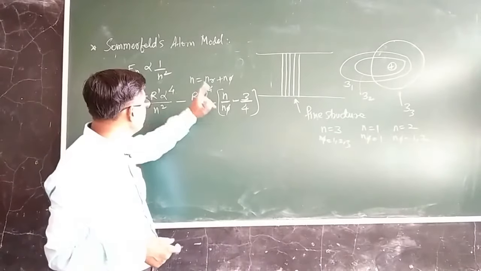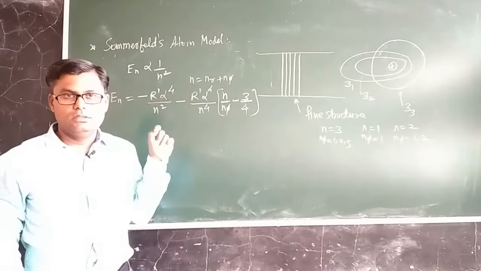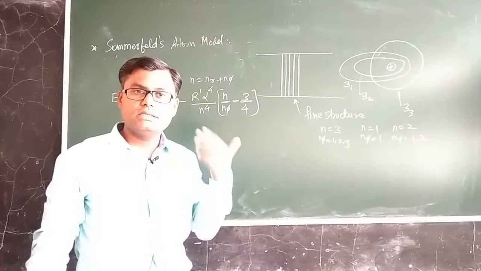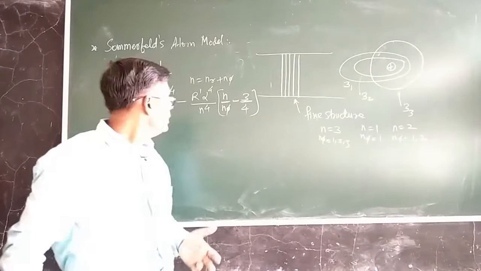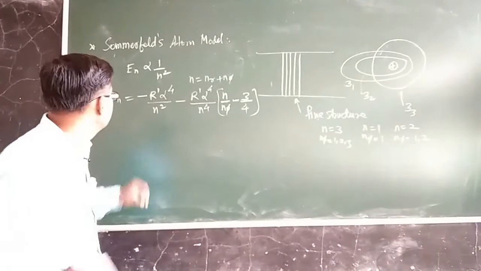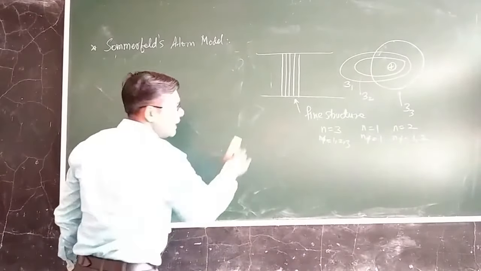Okay, so if there are different values possible for n phi, every value of n phi will have a different value of energy. It means that it will indicate the existence of different energy levels. Now, how this particular theory explains the fine structure, that we will see now. So how will we get the H alpha line?